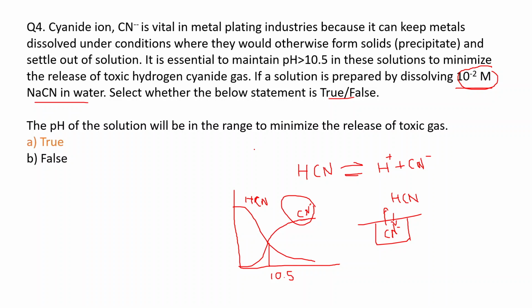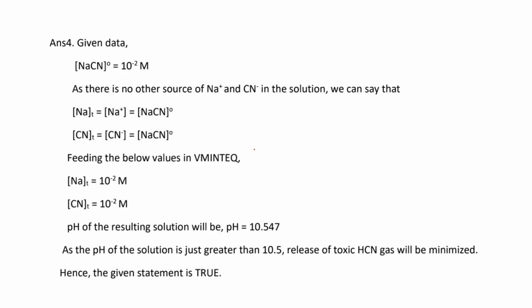We'll see the solution now. NaCN naught is 10 raised to power minus 2 molar. No other sources of NaCN are there. So we can say that Na total and CN total is this. We just need to feed this into Visual Minteq and see the pH of the resulting solution. We'll see how this is being done.